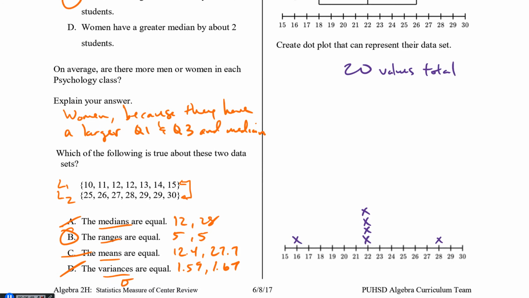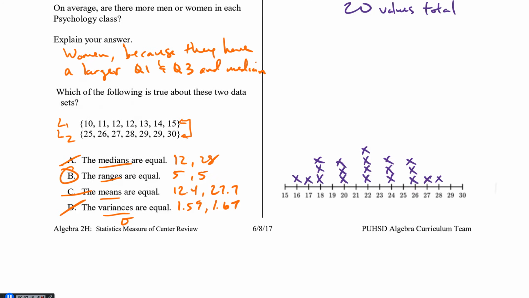So I've already got 4, 5, 6. So then I'm going to add, let's see, 7, 8, 9, 10, 11, 12, 13, 14, 15, 16, maybe 17, 18, 19, 20. So that's a pretty symmetric distribution right there. And that'll do it for that one.